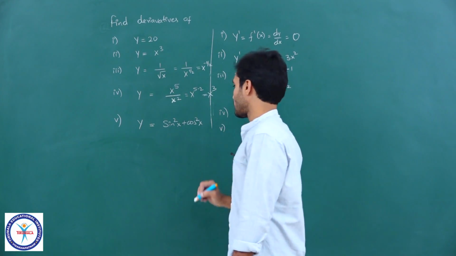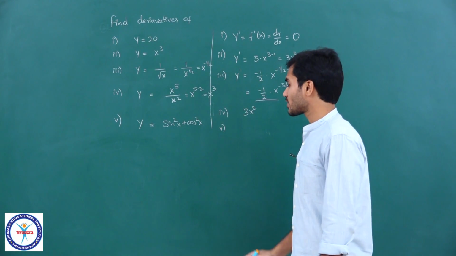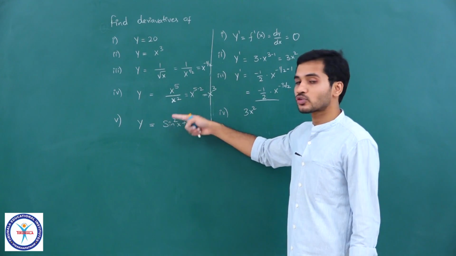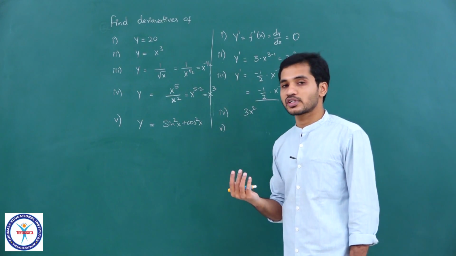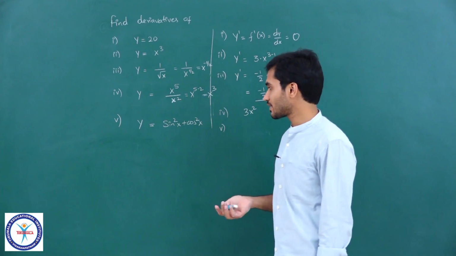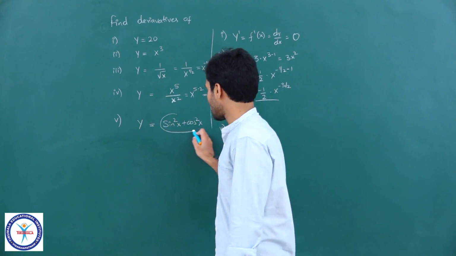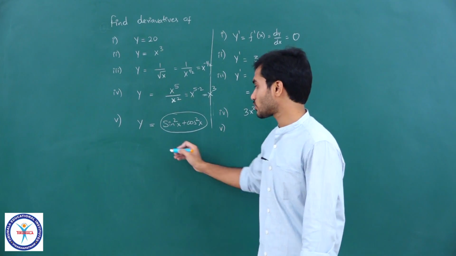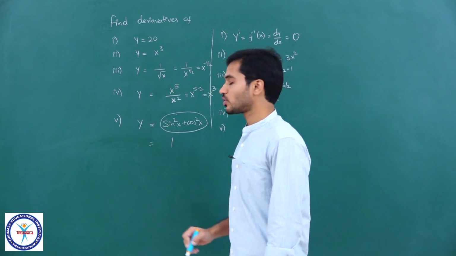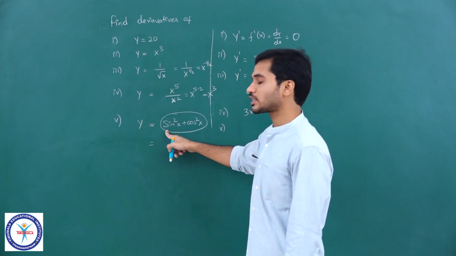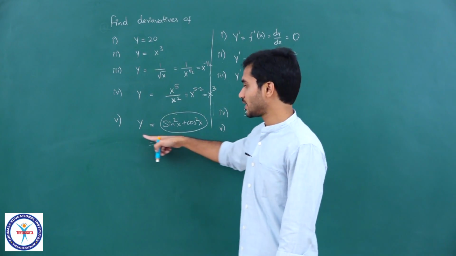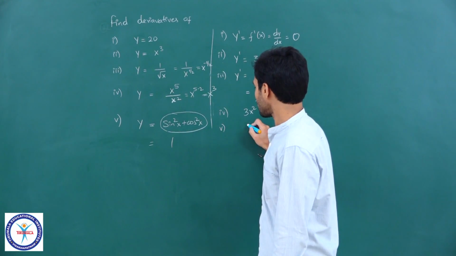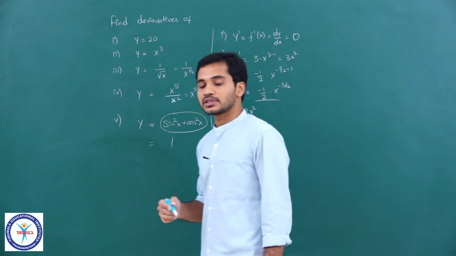Now, next one. So, sin square x plus cos square x. Do not think that I do not know how to differentiate sin square x, I only know how to differentiate sin x. Do not think like that, because this is just an identity, you must have studied that this is a trigonometric identity, right? Sin square x plus cos square x is always equal to 1, which means this is a constant function, right? And the derivative of a constant function is 0. Clear, students? So, that should be the answer.